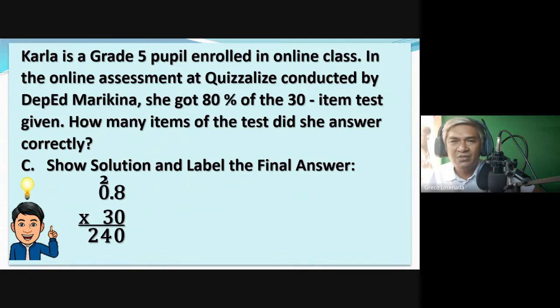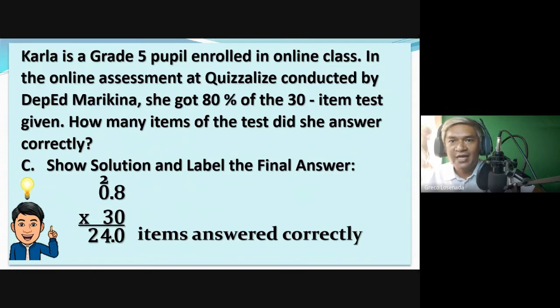But we still need to count the number of decimal places in the factors. So we have 1 decimal place in the factor. Therefore, we also need to have 1 decimal place in the product. Then put the decimal point. So the final answer to this word problem is 24 items answered correctly.